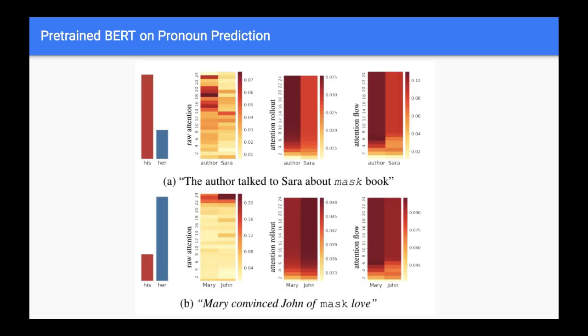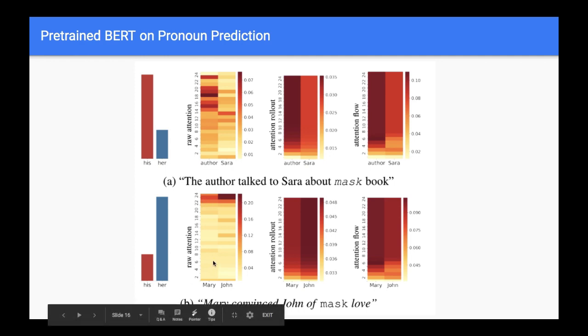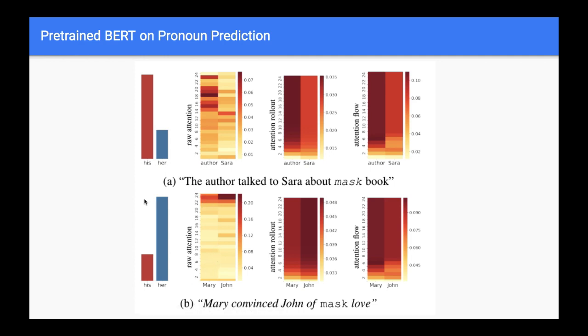And there was another showcase. Basically, they try the pre-trained BERT model on pronoun prediction. They feed the BERT model these two sentences. These two sentences are interesting because you can predict both female or male pronouns. They both will be correct, just depending on what you think the pronoun is referring to. It can be referring to Sarah. It can be referring to Arthur.